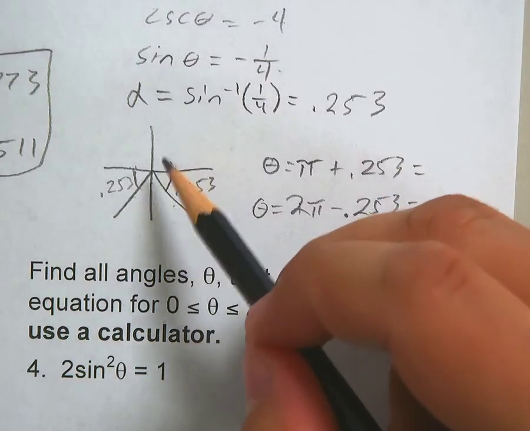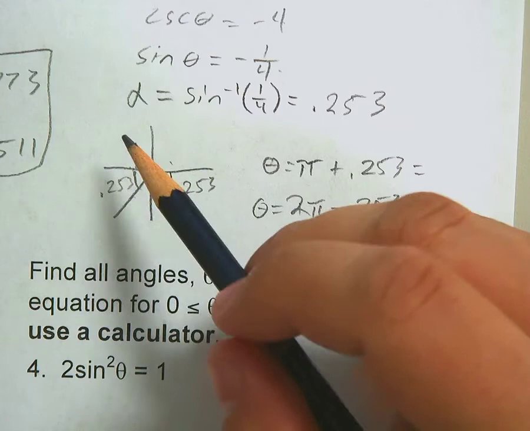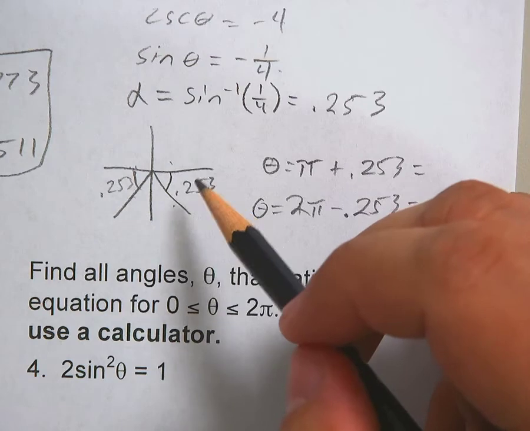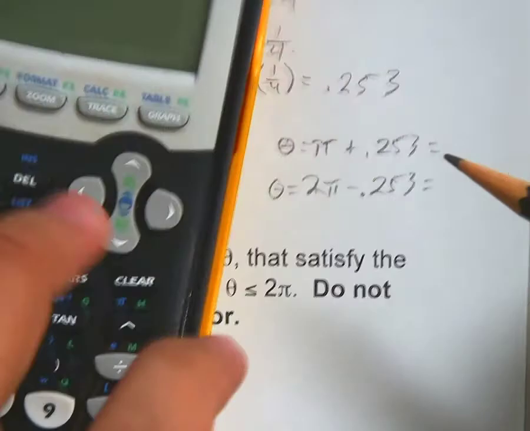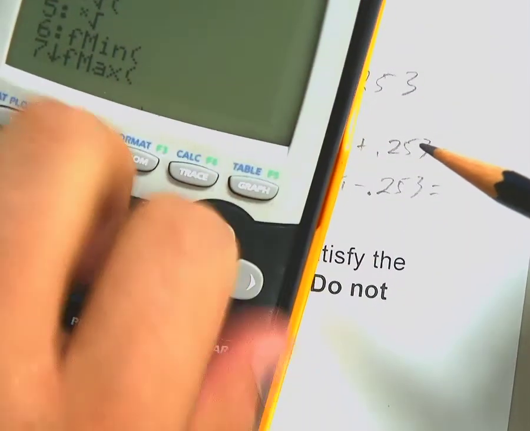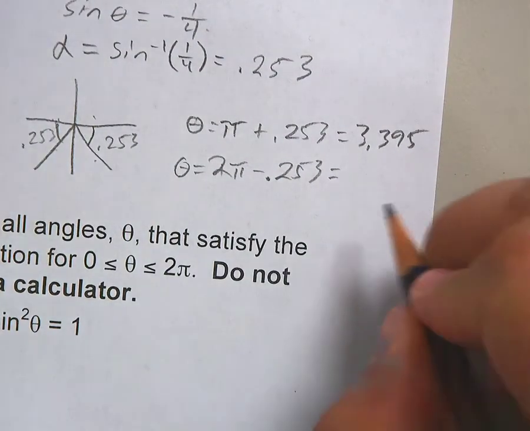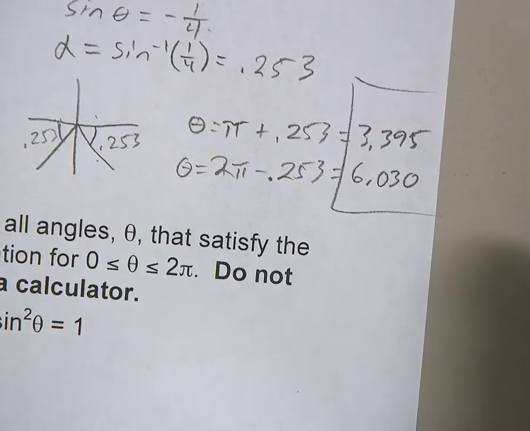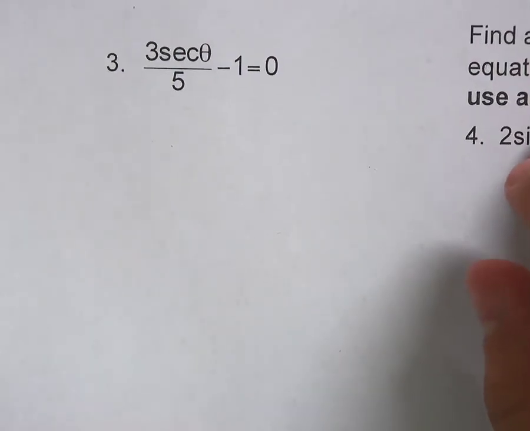If it's in the first quadrant, it's just the angle you came up with. If it's in the second quadrant, it's 180 minus, or pi minus. Third quadrant, it's 180 or pi plus. Fourth quadrant, it's 360 or 2 pi minus. It's just the way it works. Grab your calculator, do some numbers, and it spits out 3.395 and 6.030. All right. Just a little advice on the old reference angles there.